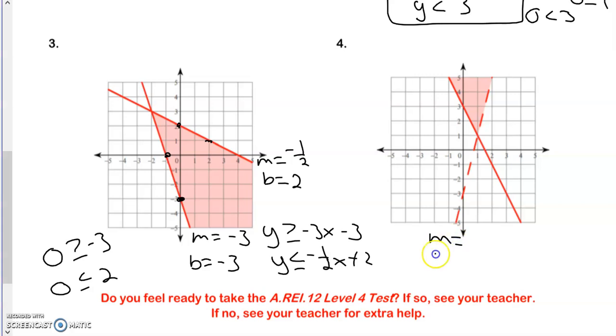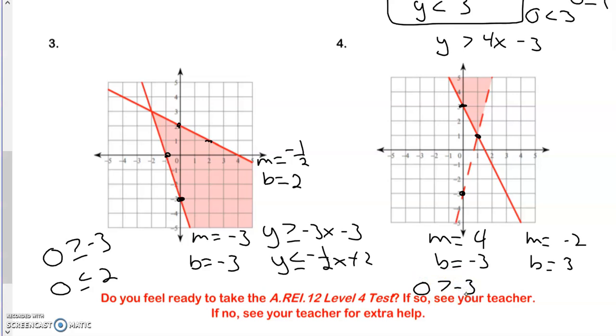Taking a look at the next one, I have m equals and b equals, and m equals and b equals. On this one, I see that my b is -3, and I'm going up 4. And on this one, my b is 3, and I'm going down 2. So I'm going to do y, and I'm going to write 4x minus 3. If I take a look at this 4, it's right above, left below. It looks like I'm going to my right, above that line. It's a dashed line, so I know it's going to be greater than. Is 0 greater than -3? That is true. So I am shading above it, and 0 would have been covered.